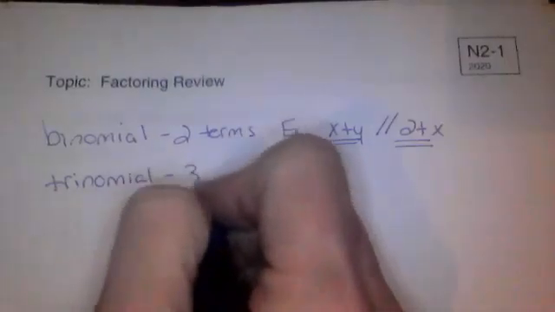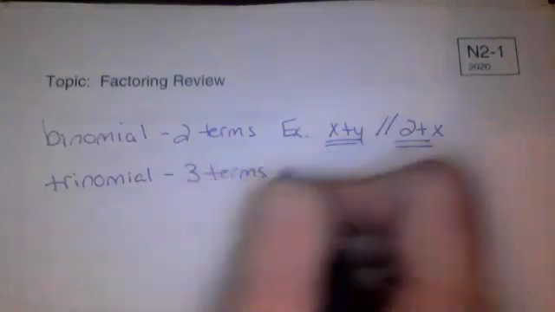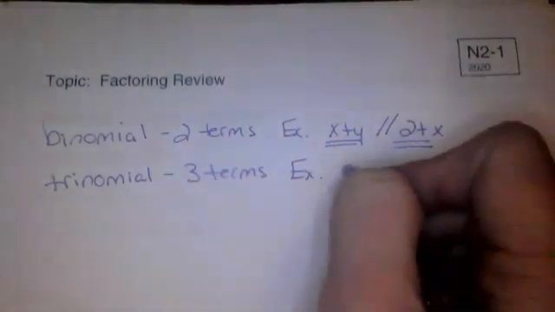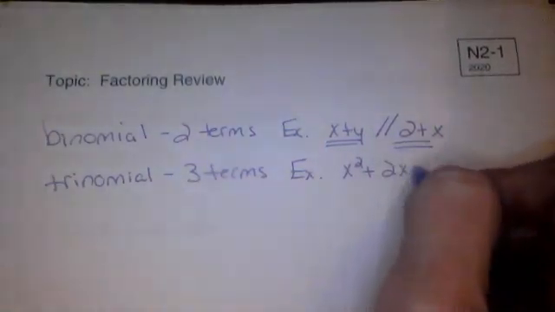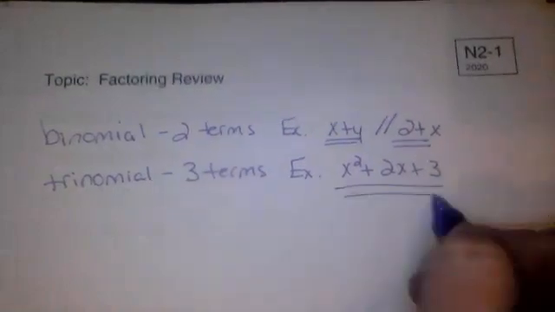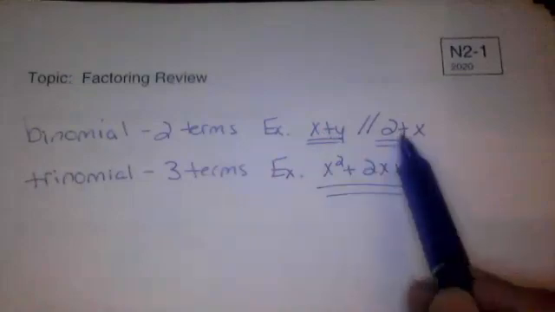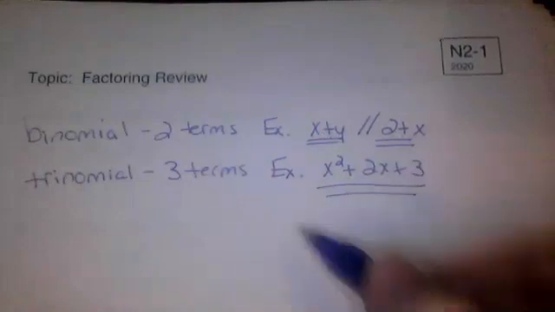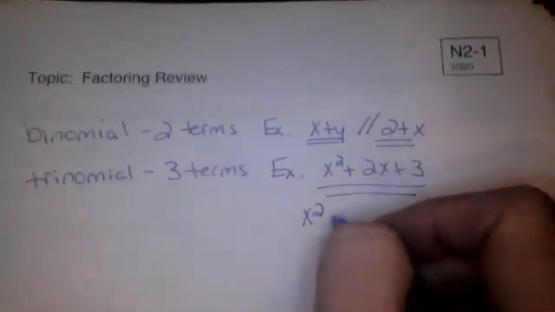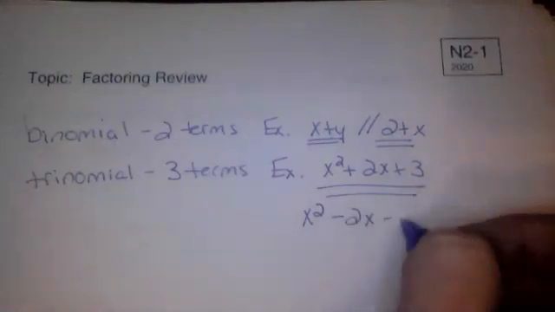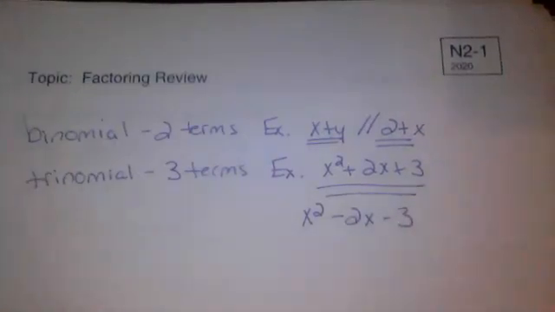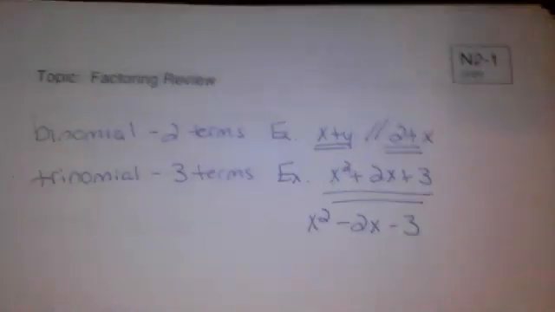A trinomial has three terms. So for example, x squared plus 2x plus 3. We've got three separate terms. And you notice that these terms that I'm talking about are split up here by addition, but they could also be separated by subtraction. So addition or subtraction in between those terms. So when I talk about binomials and trinomials, this is what I'm referring to.